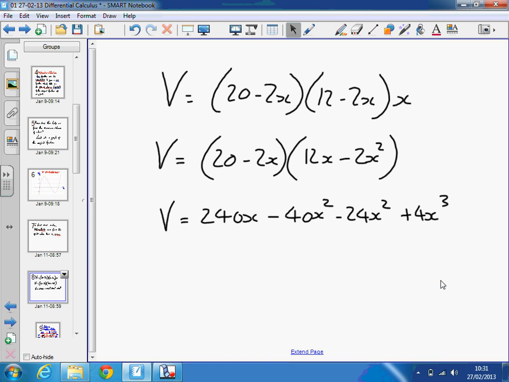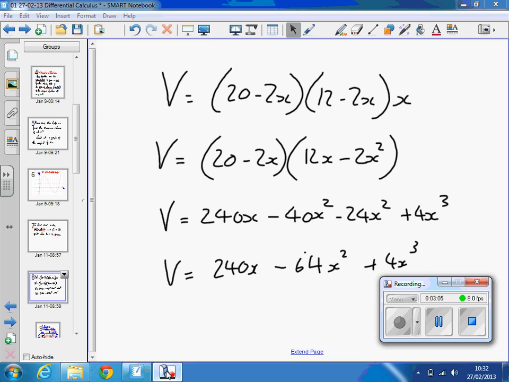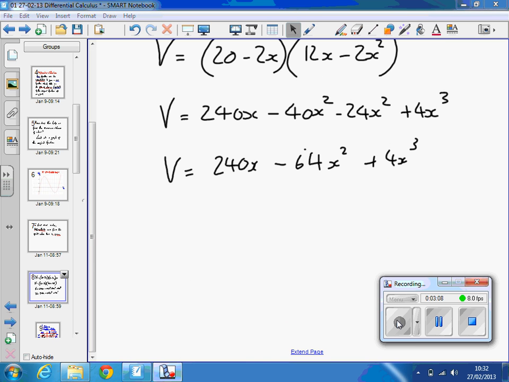So, that brings us to here, because now I look at this and I add like terms. I can see that actually the x squared and x squared, now I can add them. So that tells me that the volume can be written as 240x minus 40x squared minus another 24x squared is minus 64x squared, plus 4x cubed. Now, at this point, I have a function that I can differentiate.